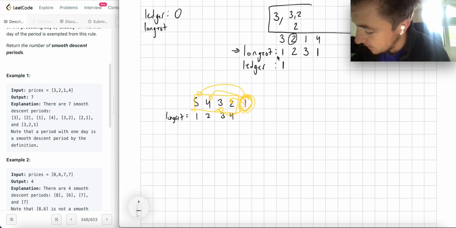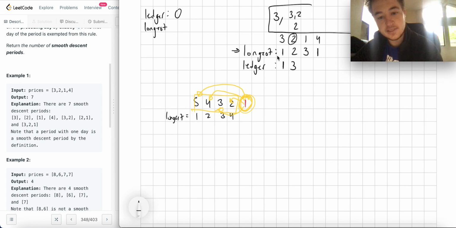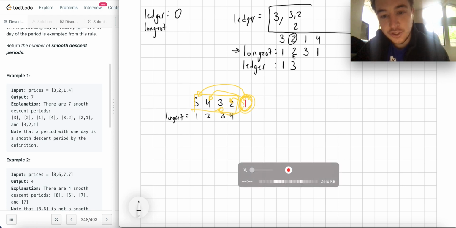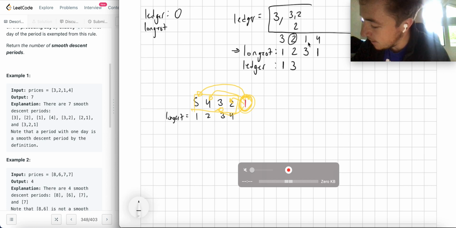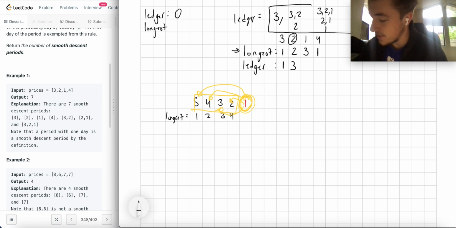So that means that the ledger is now 3, right? There's 3 things in this ledger. This was the ledger up here. And then when I look at 1, there's 2 things before 1, so 1 can attach to 3, 2, and then 1, or 1 can attach to just 2, or 1 can attach to just itself. So there's 3, 2, 1, 2, 1, and 1. That means I added an additional 3 to this system, so now there's 6.